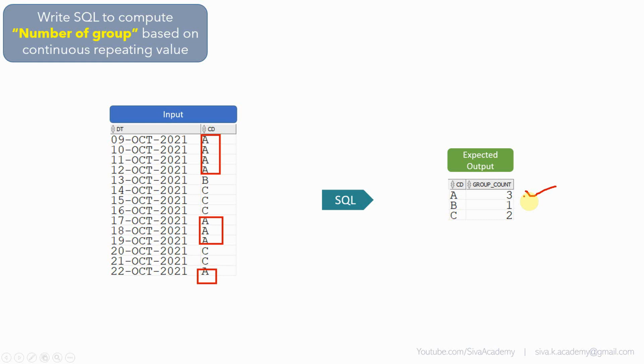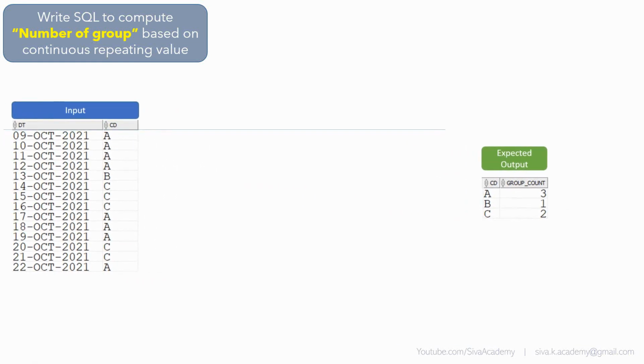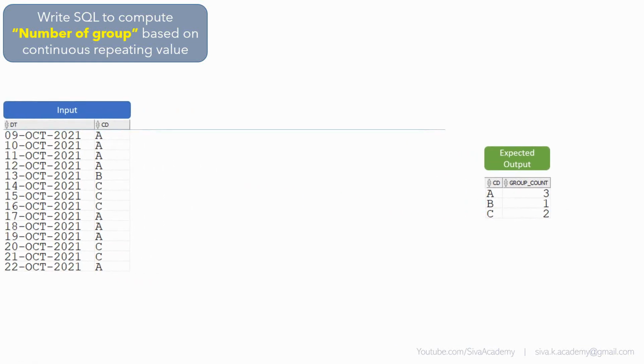Now let me show you the logic I am going to use so that it is very easy for you to follow while writing the SQL. I am going to implement this in 4 simple steps. As part of the first step, I am just going to put a simple sequence number based on the date, because date is a primary key column here.